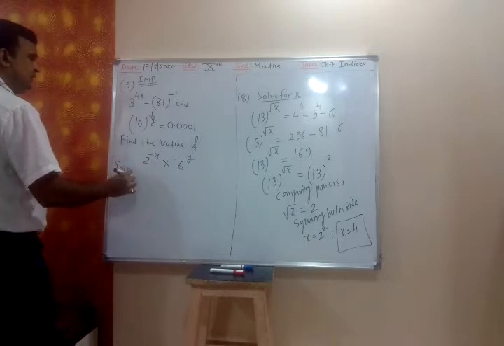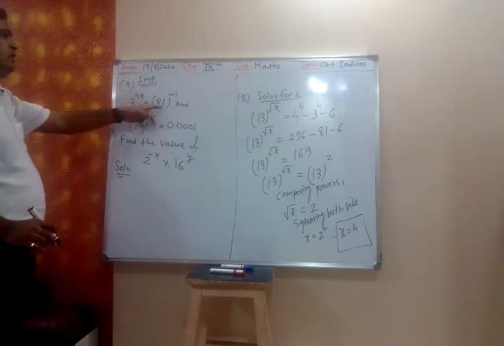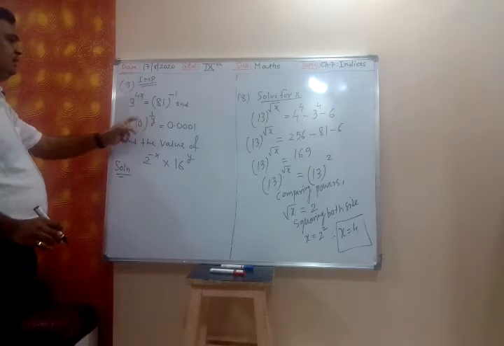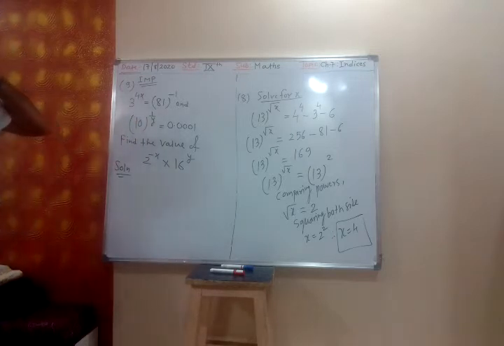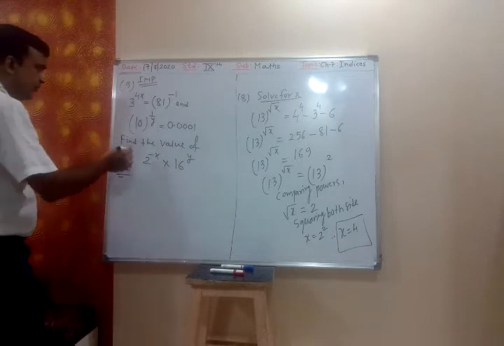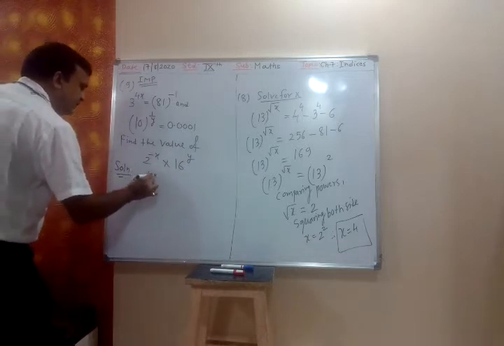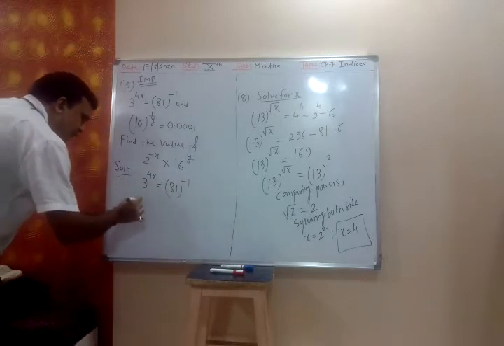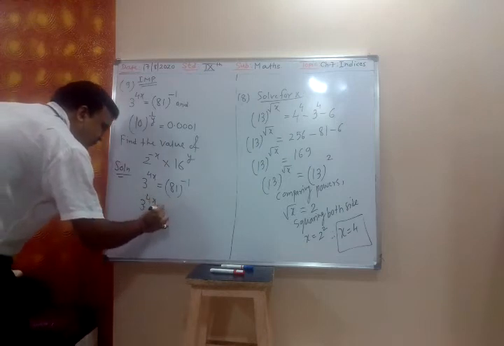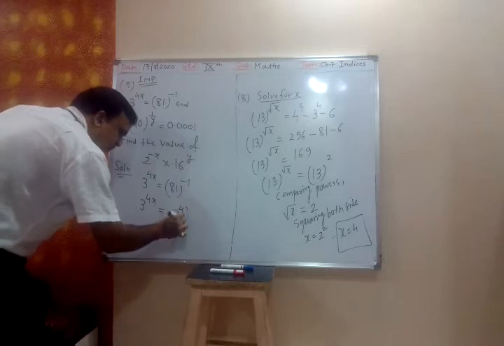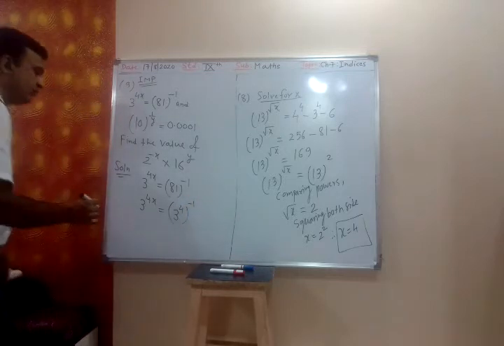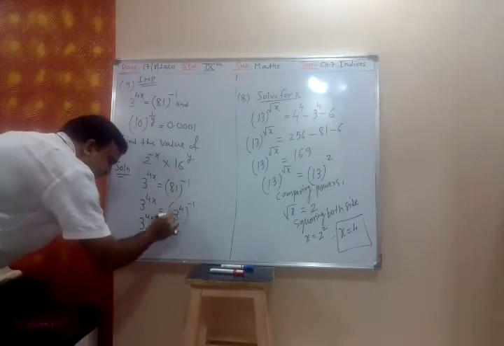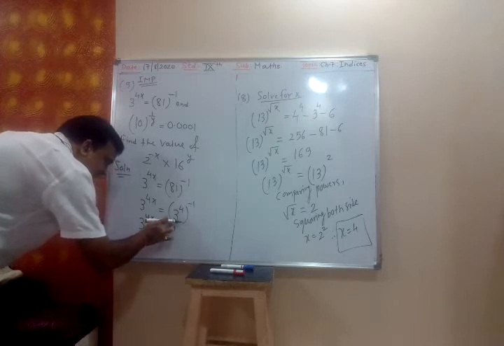So we are given two equations. 3 raised to 4x is equal to 81 raised to minus 1. This we solve and get the value of x. So this I can write as 3 raised to 4x is equal to 81, which I can write as 3 raised to 4, raised to minus 1. So 3 raised to 4x is equal to power raised to power. You have to multiply the power. 4 into minus 1 is minus 4.